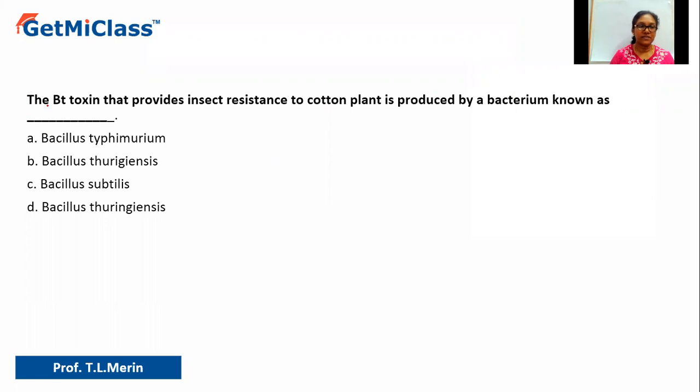Let's solve this question which says Bt toxin that provides insect resistance to cotton plant is produced by the bacterium known as dash. Option A, Bacillus diffimurium. Option B says Bacillus thuringiensis. Option C says Bacillus subtilis. Option D says Bacillus thuringiensis.